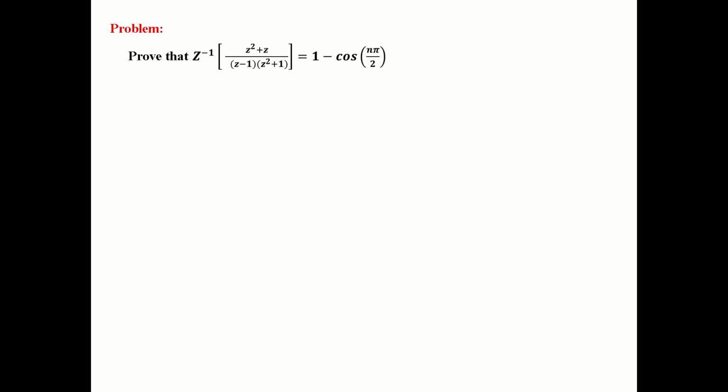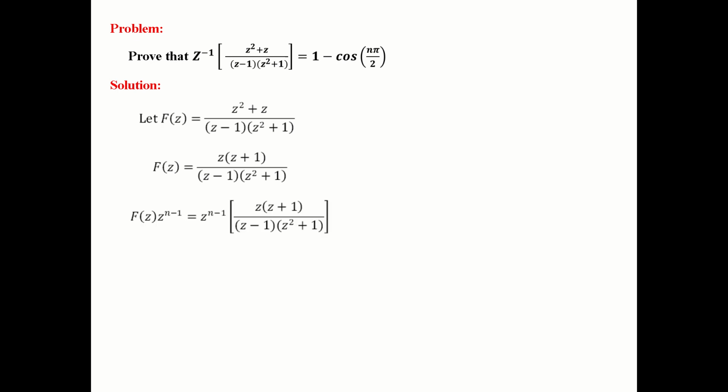Prove that z inverse of (z square plus z) by (z minus 1)(z square plus 1) is equal to 1 minus cos n pi by 2. Let capital F of z be equal to (z square plus z) by (z minus 1)(z square plus 1). That is, taking z outside in the numerator, z into (z plus 1) by (z minus 1)(z square plus 1).